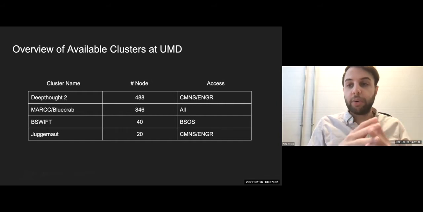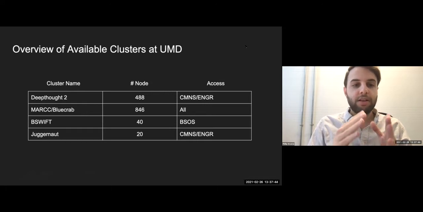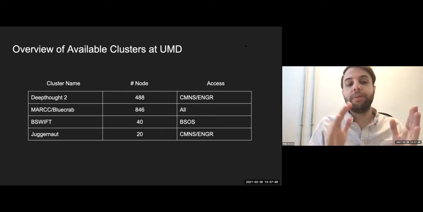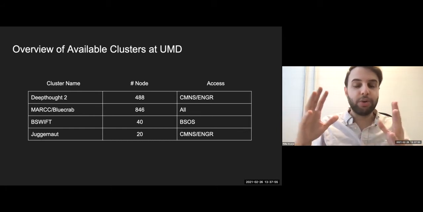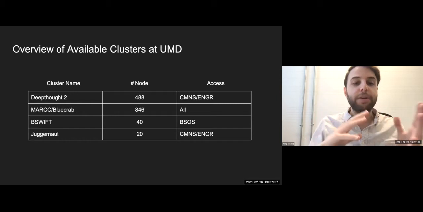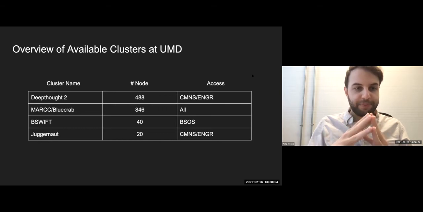I'm going to be going through the most available clusters on campus. There are more beyond what I'm going to be talking about, but those are very niche and only available to a very limited subset of researchers. Here's a brief overview before I go into them more individually. We have Deep Thought, Blue Crab, Vswift, and Juggernaut. On the right, you can see broadly who can access these and how many nodes there are, which is a rough approximation of how powerful they are. Next slide.